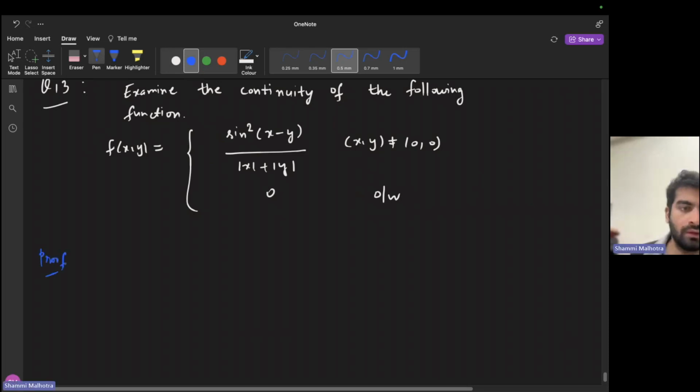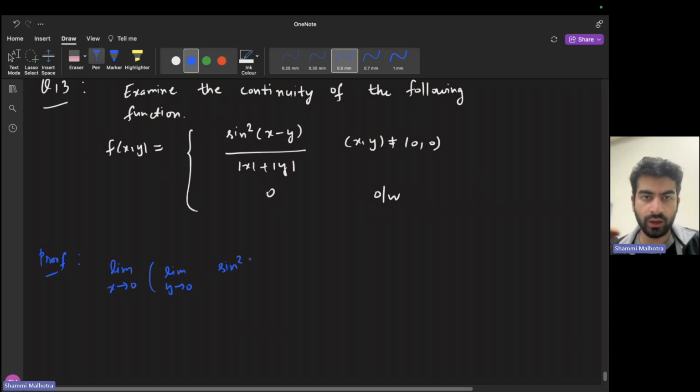To check that, we consider the iterated limits to get an idea of what could be the possible candidate of our limit. So I've considered the limit as x tends towards 0, limit as y tends towards 0 of sine square (x minus y) whole divided by mod x plus mod y.